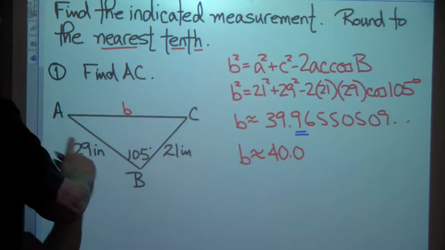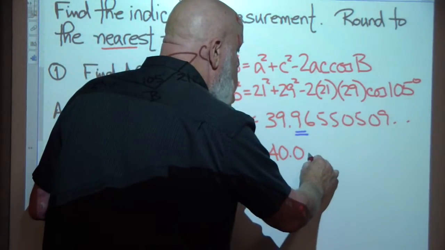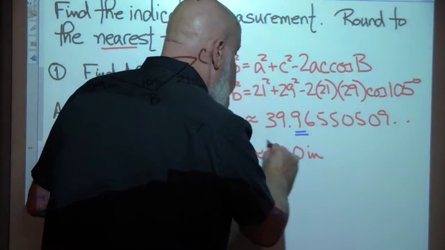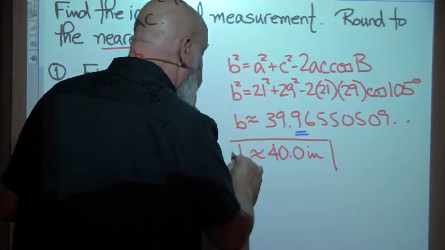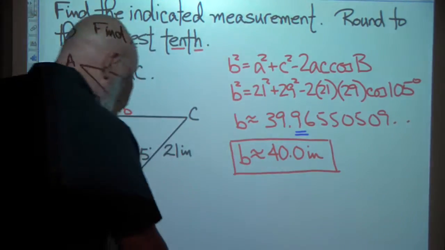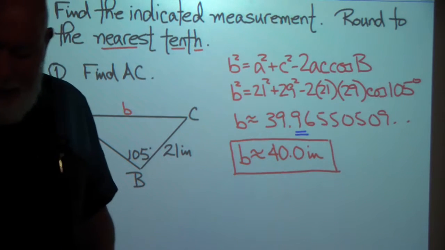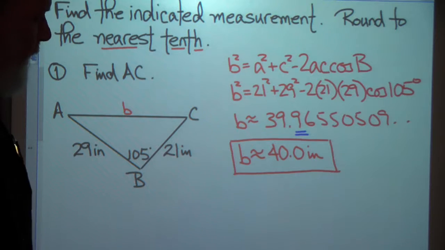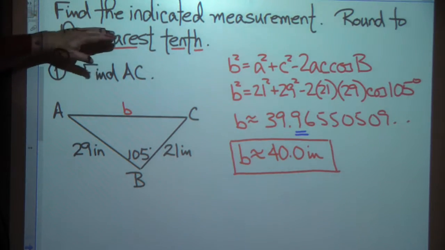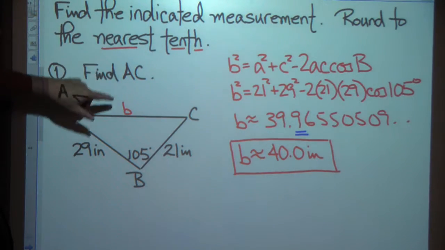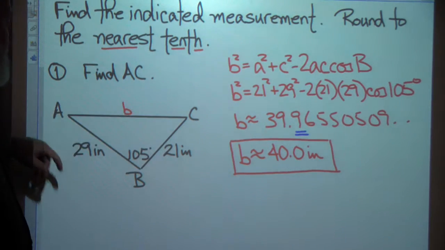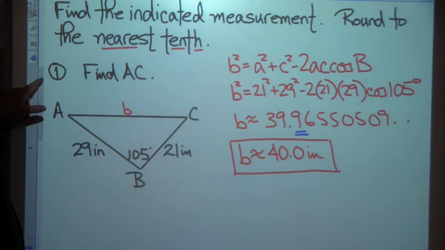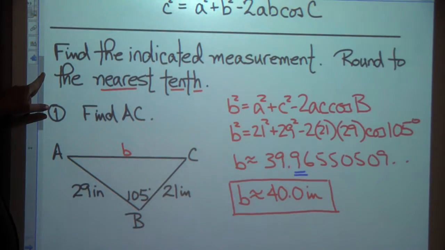What's my unit of measure? Inches. If I haven't made any mistakes. And let me check the answer key and see if I made a mistake. 40.0, yay! So there's using the law of cosines to find the length of an angle. I'm sorry, the length of a side. I can't even speak. There we go.